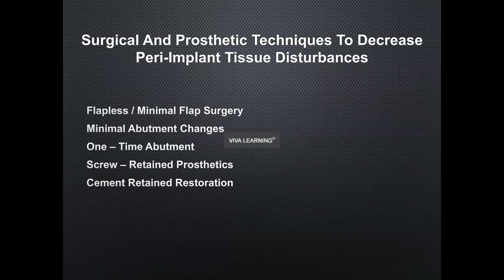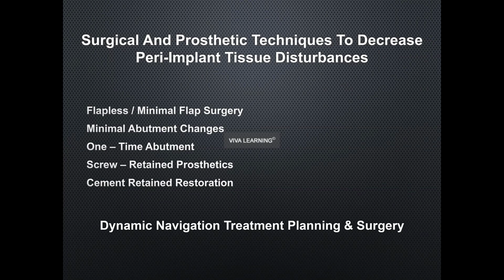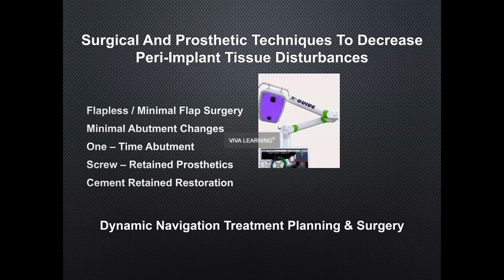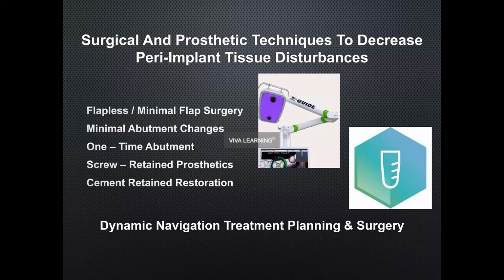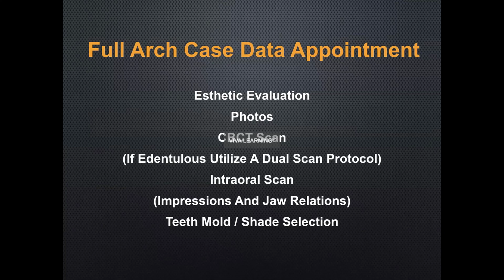So when we're looking for areas and techniques to decrease any peri-implant tissue disturbances, we look back and we saw that minimal surgery, flapless or minimal, was very much in demand. Minimal abutment changes, a one-time abutment, and then screw retained prosthetics over cement retained prosthetics will help us decrease the peri-implant tissue disturbances. So dynamic treatment planning with surgical software can help us through some of those problems.